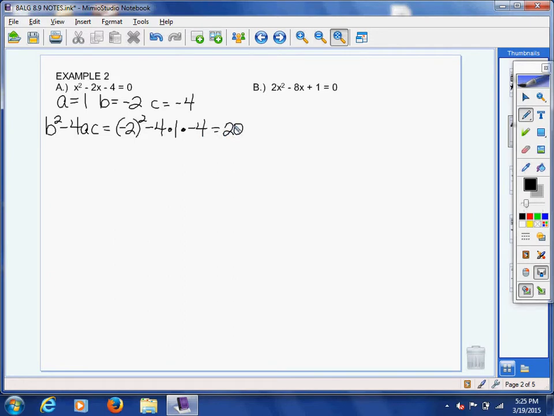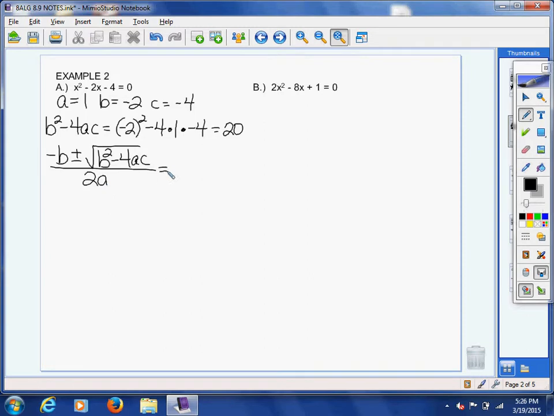I can already tell because that number 20 is positive, I can go ahead and proceed because I can take the square root of 20. Okay, it's positive. I can do that. So let's practice our formula. -b plus or minus the square root of b squared minus 4ac over 2a. And we need to plug in some values.